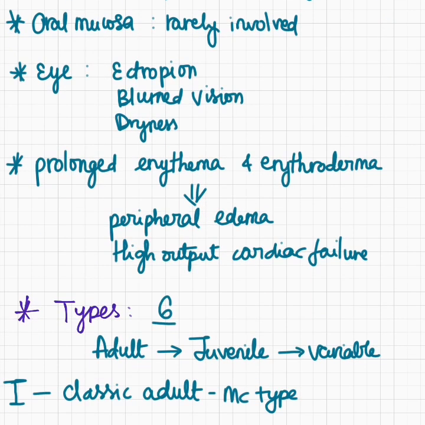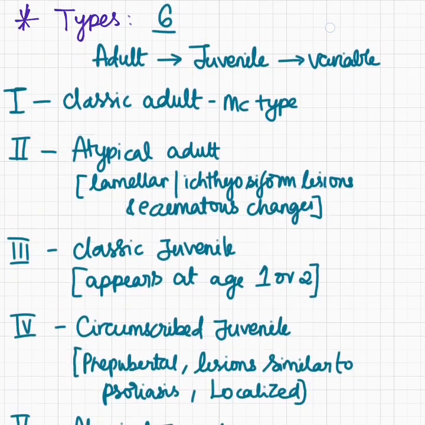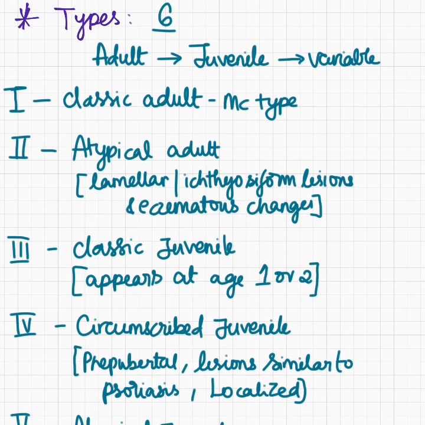Prolonged erythema and erythroderma leads to peripheral edema and high output cardiac failure. Coming to the types of Pityriasis rubra pilaris, 6 types have been identified. Broadly they have been divided into adult, juvenile and variable types.